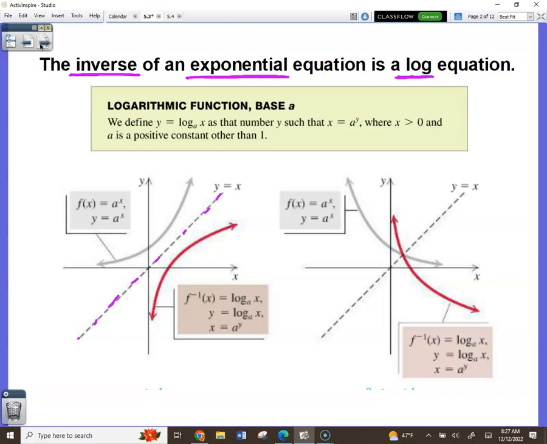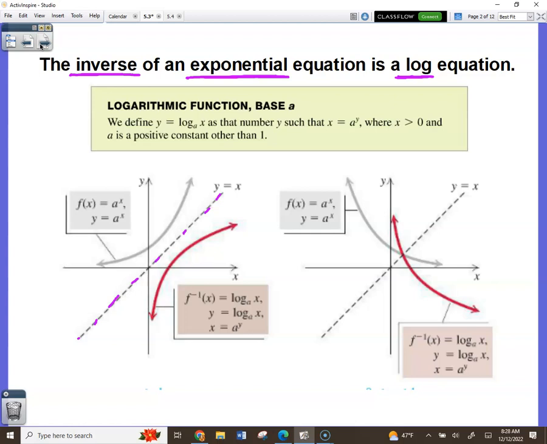All right, look at this. What's in front of you right now is explaining the relationship between logs and exponential equations. What's the inverse of addition? Subtraction. What's the inverse of multiplication? Division. What's the inverse of squaring? Square rooting. Okay, so what's the inverse of exponential? Log.